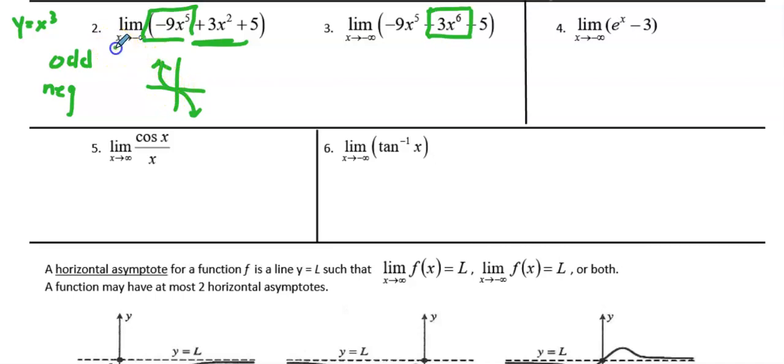So if I'm looking at x approaches negative infinity, then my y's are going to go towards positive infinity, right? So x is getting smaller, and so this answer is going to be equal to positive infinity. If I had said x approaches positive infinity, then I'd be going down like this. If this had been a positive 9, then my graph would go like this, and then positive would go with positive, and negative would go with negative.